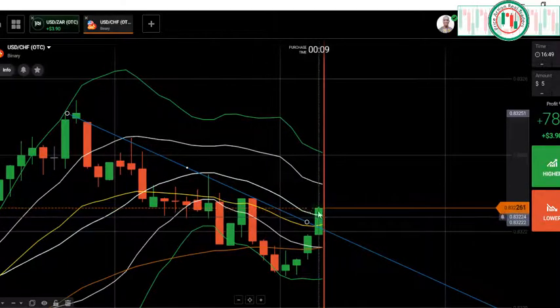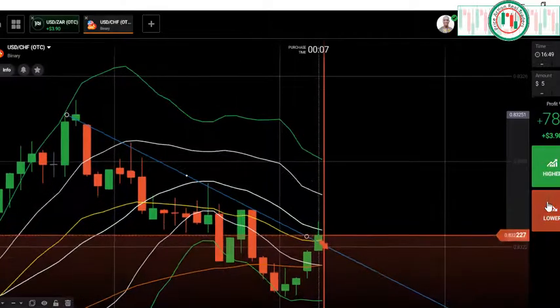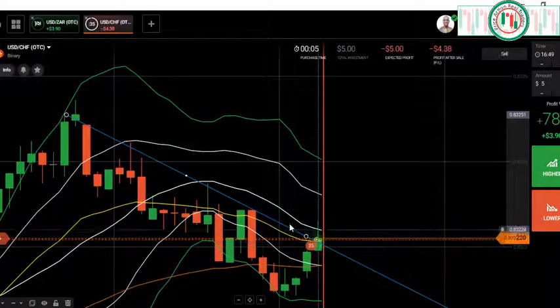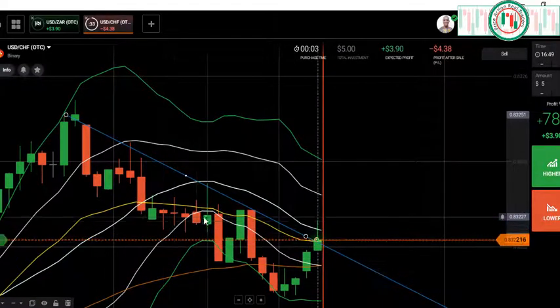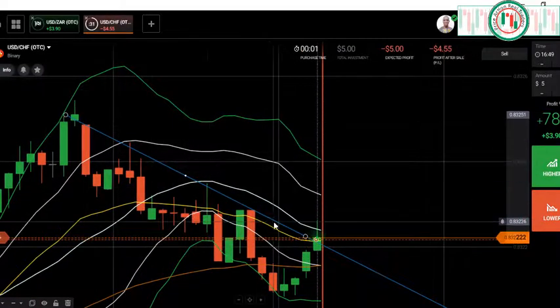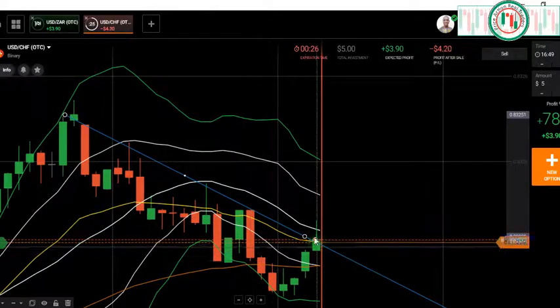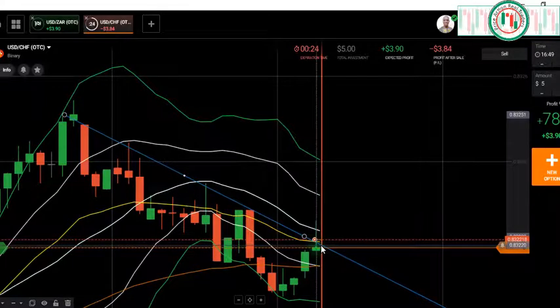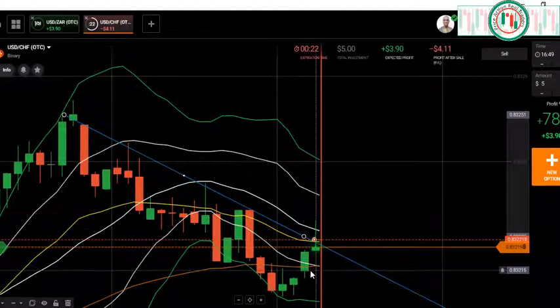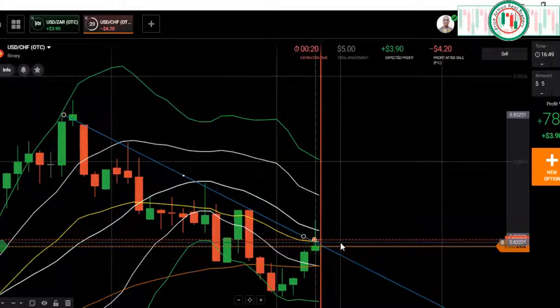I see rejection. Yes, I see rejection. I place my trade put option because of this rejection and this trend line. You see strong sellers entry. So I know definitely it will not break this trend line because of the rejection. And this is the trend channel.